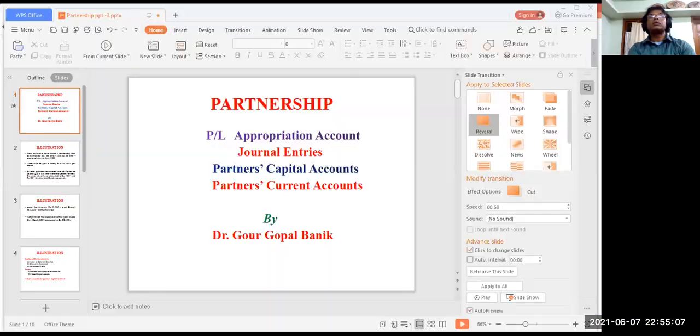Yeah, this is the screen. And my topic is partnership. Let me push it this side. Okay, it is fine. Partnership, the profit and loss appropriation account will be there, the journal entries will be there, and in connection with the journal entries, partners' capital accounts and partners' current accounts will be there.